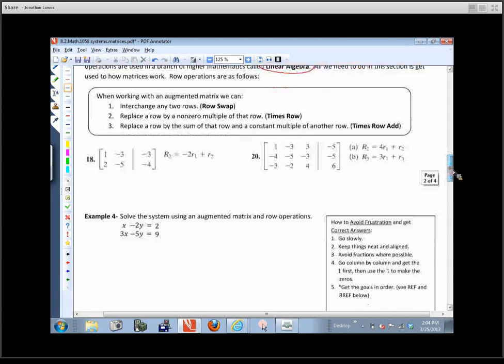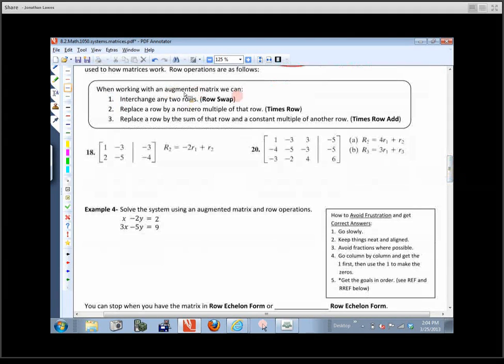So the rules are this. When you're working with an augmented matrix, you can do 3 things that are legal. Interchange any 2 rows. We could call that swapping some rows. You can just move the rows around. It's not going to change the answer at all. Replace a row by a non-zero multiple of that row. In other words, times a row by a number.